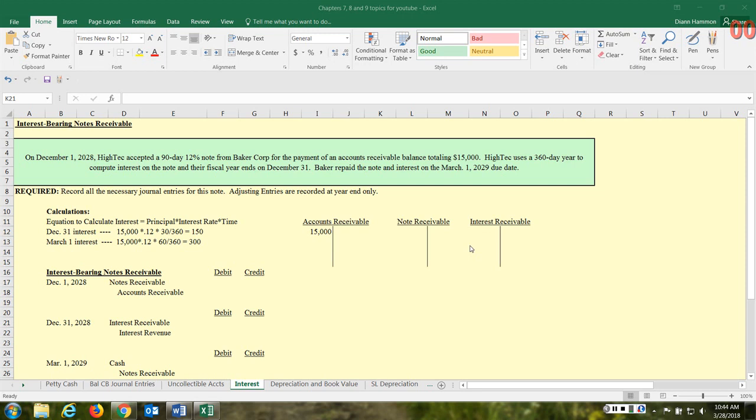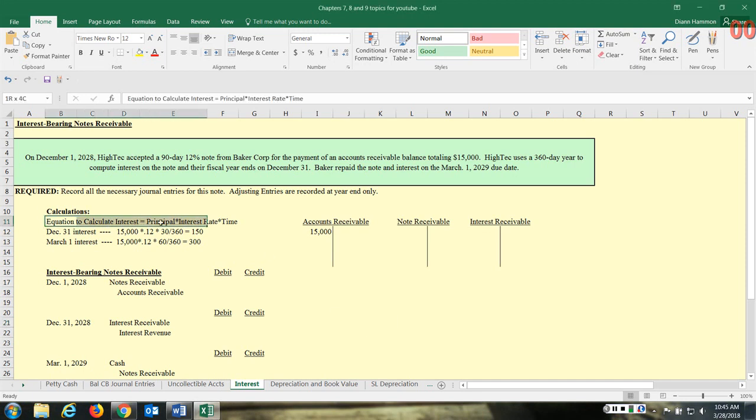So then we're going to look at when the note does mature, how we need to record those entries and that payment received. So first notice, I've got some calculations here at the top. Remember, your calculation for interest is the principal amount, that's the initial amount that's being borrowed, times the interest rate. The interest rate is typically recorded or given to us or stated as an annual rate.